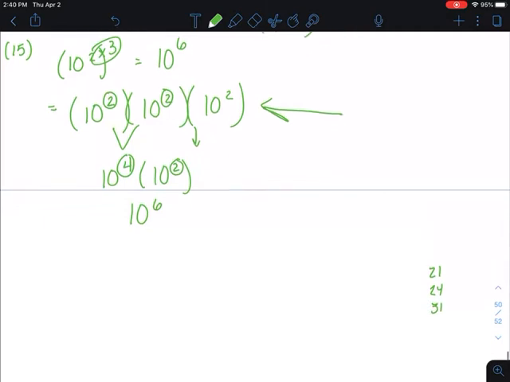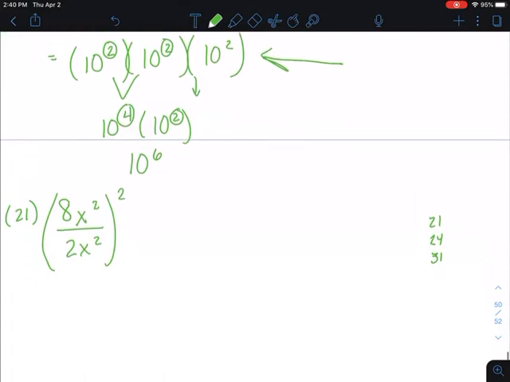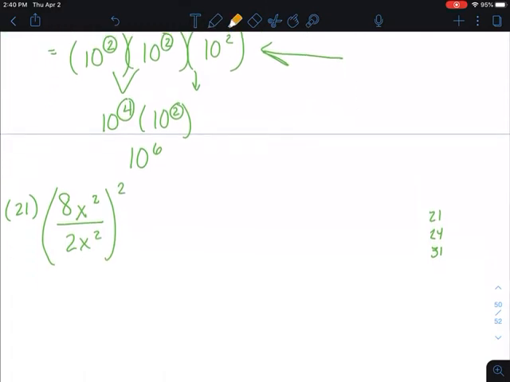21, 24, 31. Alrighty, so let's look at number 21. Number 21, it is 8x squared over 2x squared, and all of that is squared.